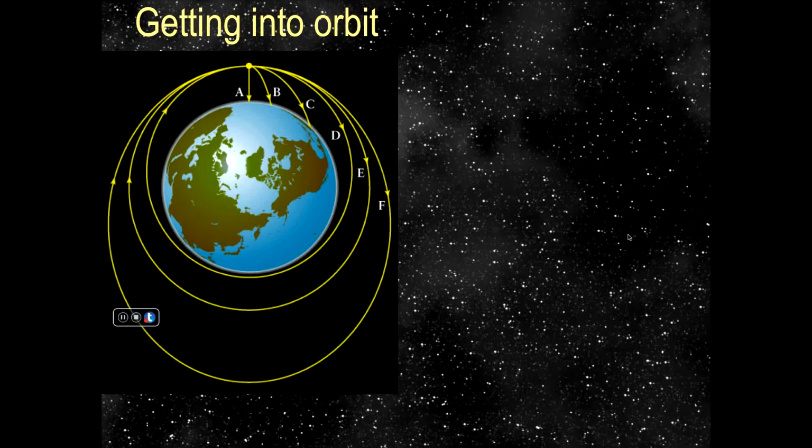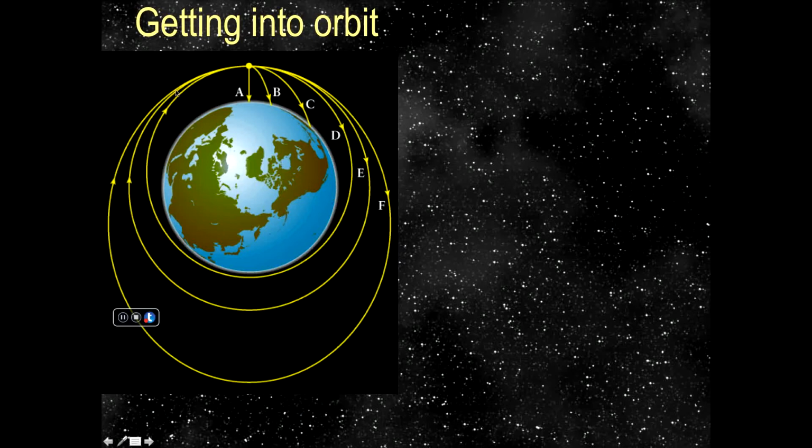If I keep throwing it faster and faster, it's still not fast enough to get into orbit. But from here, I've now got it where it's not going to actually hit the Earth. It's moving at a fast enough rate that it falls around. So it's constantly being pulled towards the Earth, but it's got enough speed to keep going around and around.